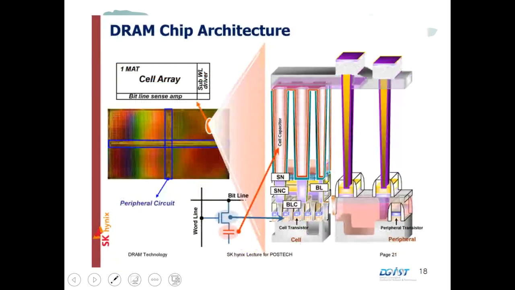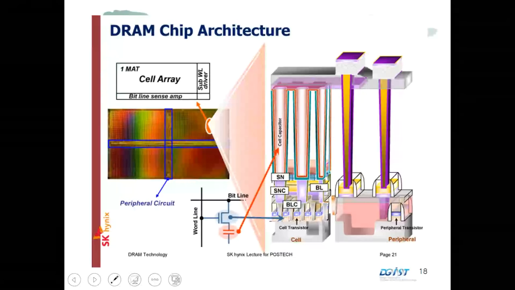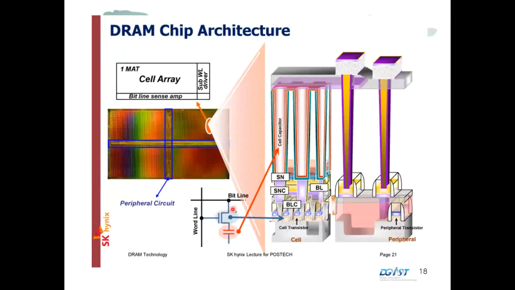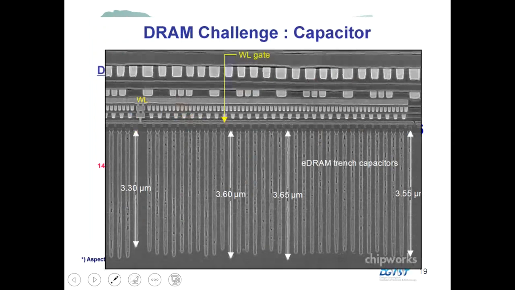So here is an example of the details of the structure. You see here, there is one transistor and one capacitor. So this part is a transistor, and this part is a capacitor. And when you see this real photo of the DRAM, we have a very deep trench, and there is some transistor in the bottom.